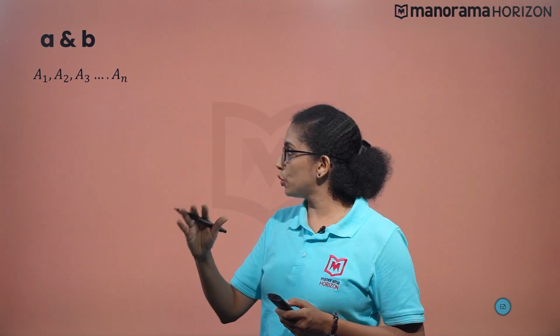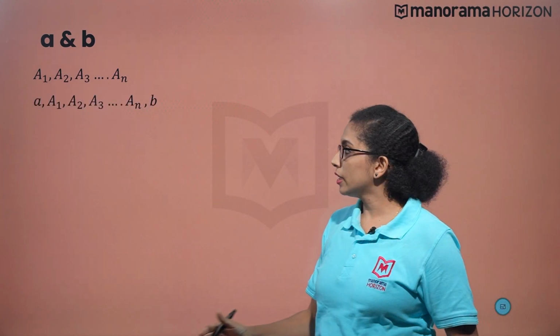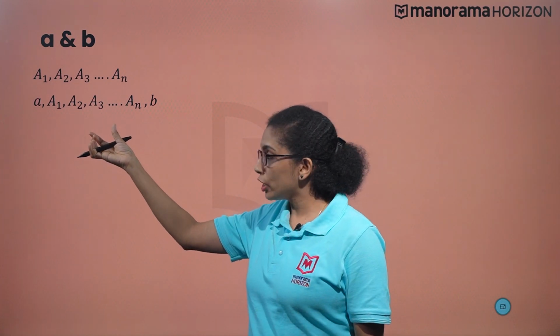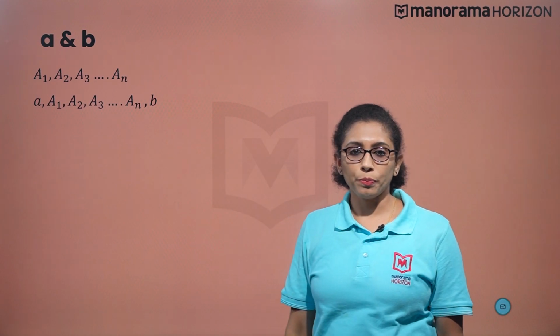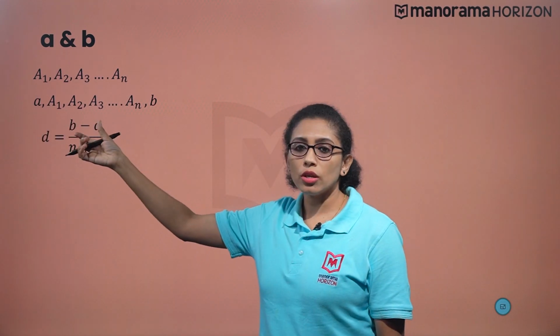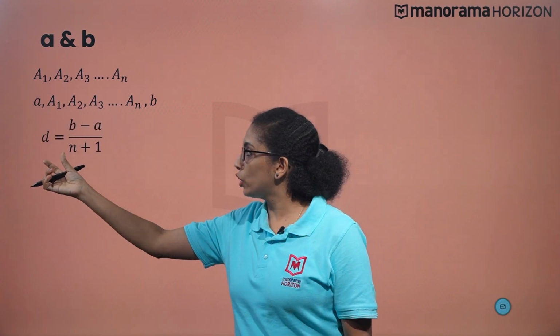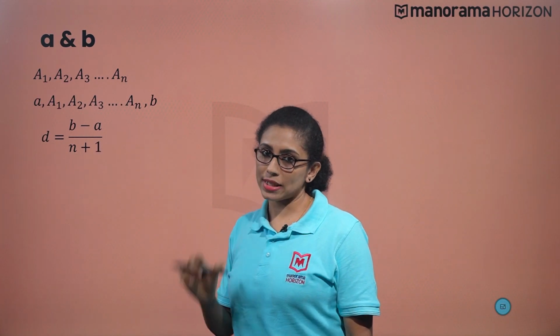Generally, given any two numbers A and B, we can insert as many numbers as we like between them such that the resulting sequence is also an AP. Let A1, A2, A3 up to An be the n numbers between A and B such that A, A1, A2, A3 up to An, comma B is an AP. Then the common difference in this case will be D is equal to B minus A by n plus 1.